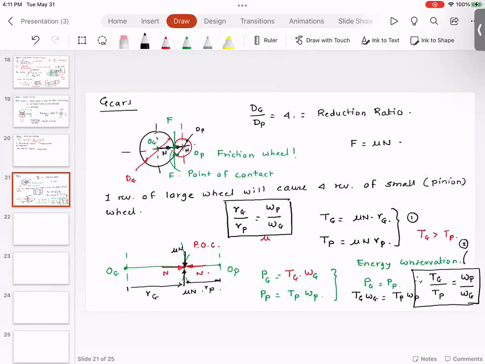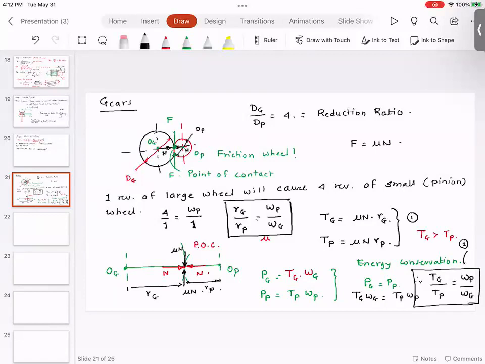So essentially, the ratio of the radii, for example, if R of G divided by R of P is 4, which is the same as the diameter of the gear divided by the diameter of the pinion being 4, which means one revolution of gear is going to give me 4 revolutions of pinion. So think about it like this: if I say 1 as omega of G, then omega of P is 4, which means one revolution of gear is going to give me 4 revolutions of pinion.